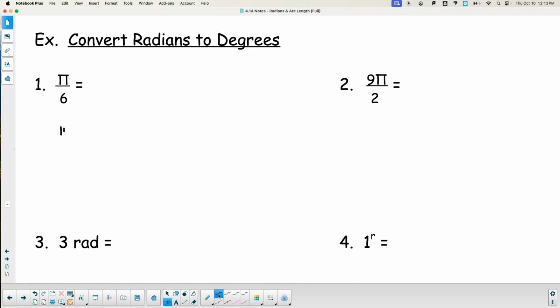So pi over 6 now is in radians, and so now I want to convert it into degrees. So now 180 degrees is going to go on top, radians is going to go on the bottom, and that's going to give me 180 pi over 6 pi, which reduces down all the way to just 30 degrees. Okay? I'm going to skip to number 3 because then I'm going to have you guys do 2 and 4.